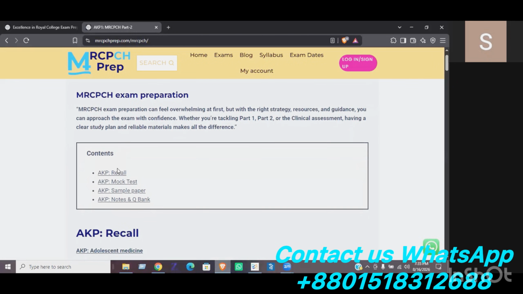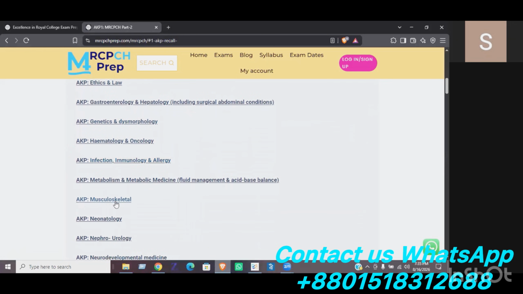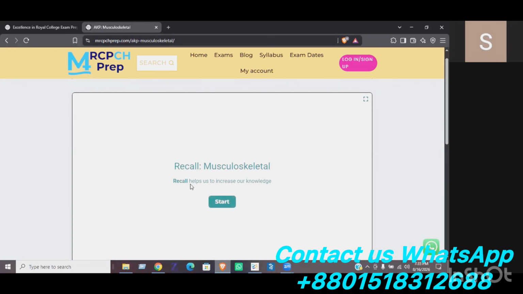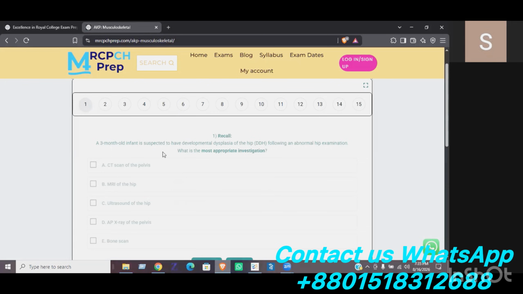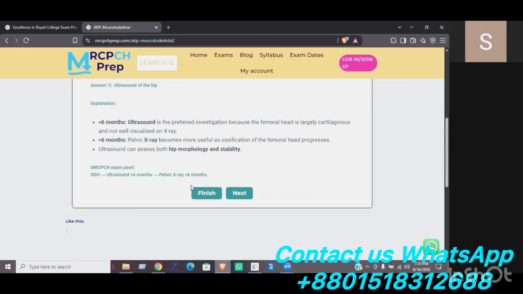This is the recall. In this session, we will practise all the recalls on the musculoskeletal system, and we can practise other systems as well. Let us start. First question: developmental dysplasia of the hip, most important investigation? Ultrasound, yes, this is first of all. We can also see the explanation. Next: less than 6 months, ultrasound; X-ray pelvis if more than 6 months.